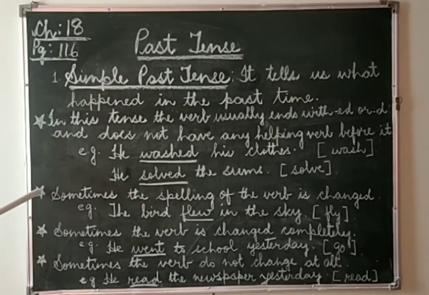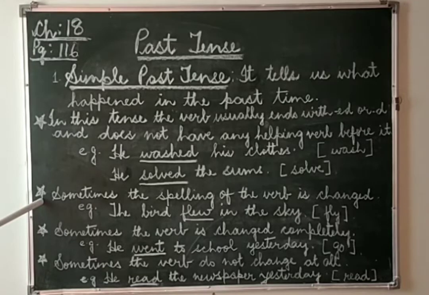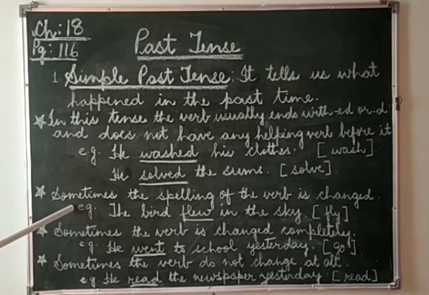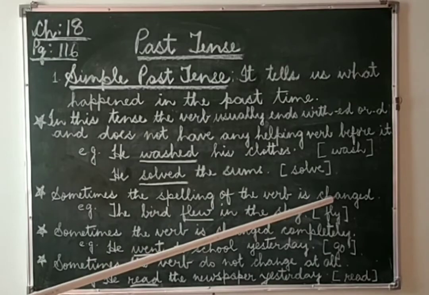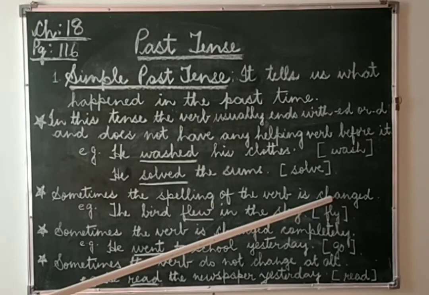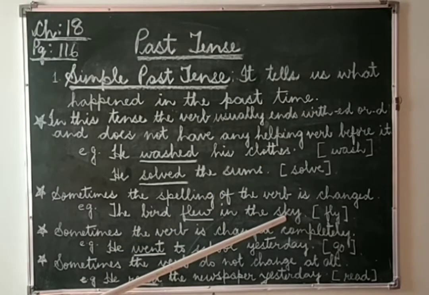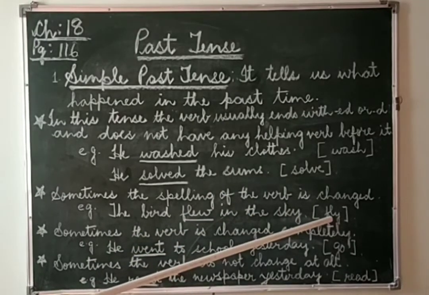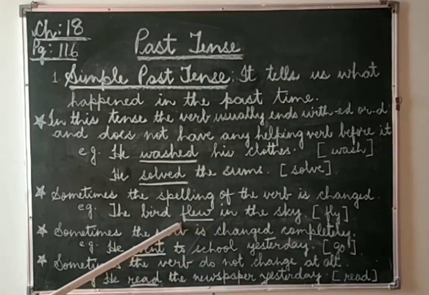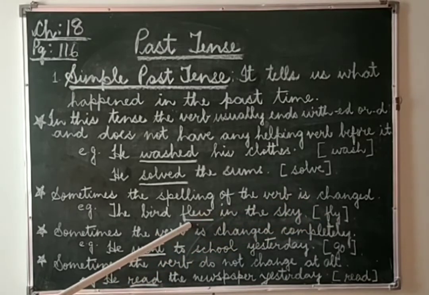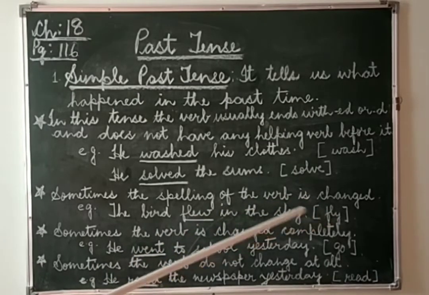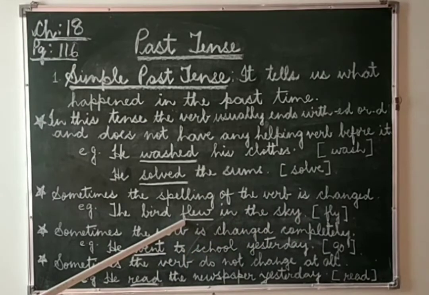Now the second thing that we are going to look for in the simple past tense is that sometimes in this tense the spelling of the verb is changed. Now how is that possible? Let us see. The bird flew in the sky. Here the base verb is fly and it has become flew. That means the spelling has changed from fly to flew. F-L-Y and F-L-E-W. When it is F-L-E-W, then it is simple past tense.